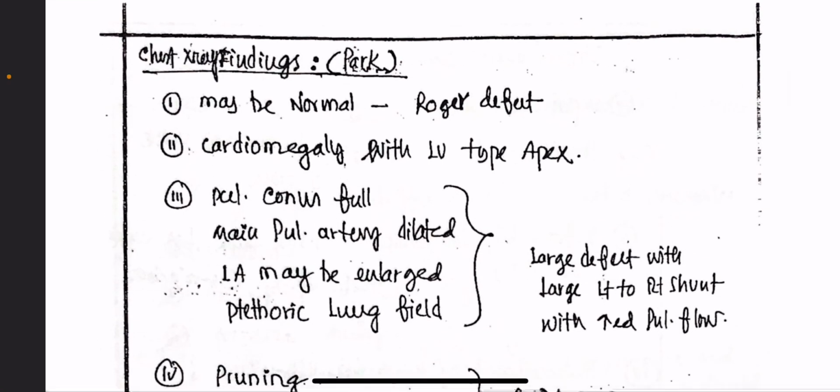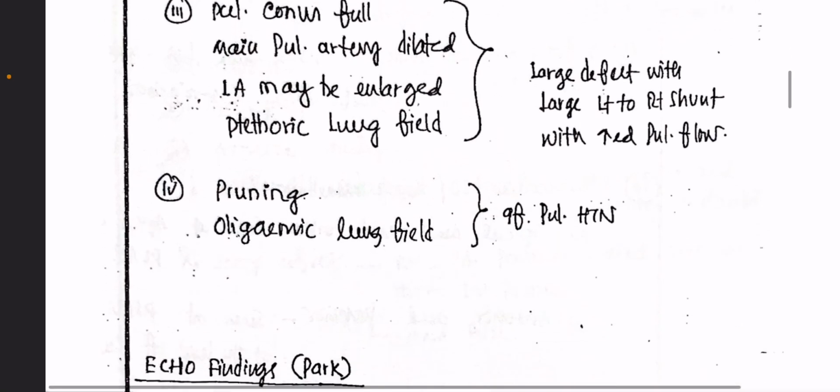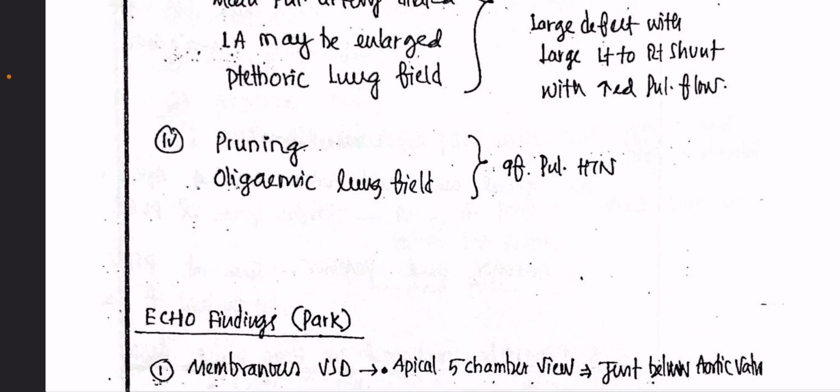Now, what are the chest X-ray findings of VSD? May be normal, as in Roger defect. Cardiomegaly with LV type apex due to volume overload, pulmonary conus full, main pulmonary artery dilated, LA may be enlarged, plethoric lung field in a large defect with large left to right shunt and increased pulmonary blood flow. Pruning of the pulmonary artery and oligemic lung field present if pulmonary hypertension develops.